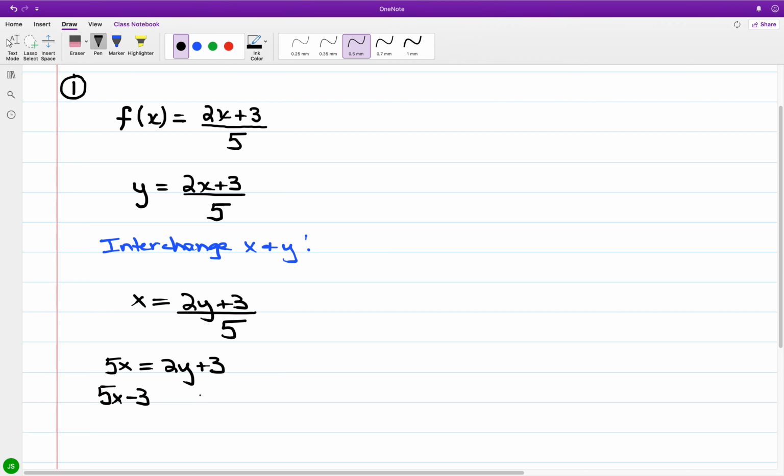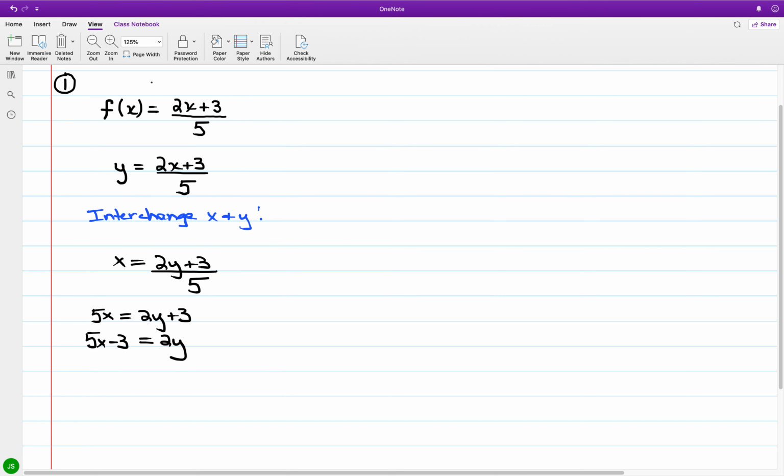5x minus 3 is equal to 2y. And again, to express in terms of y, taking half of the expression, I have 5x minus 3 over 2 is equal to y. And we had that y is equal to 5x minus 3 over 2. And we're going to have for the inverse function, again, 5x minus 3 all over 2.